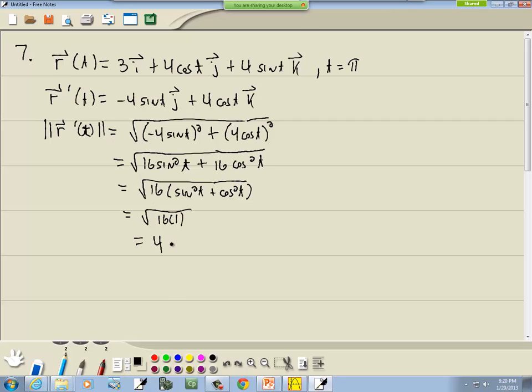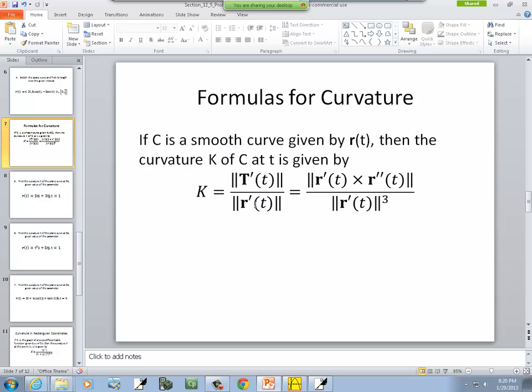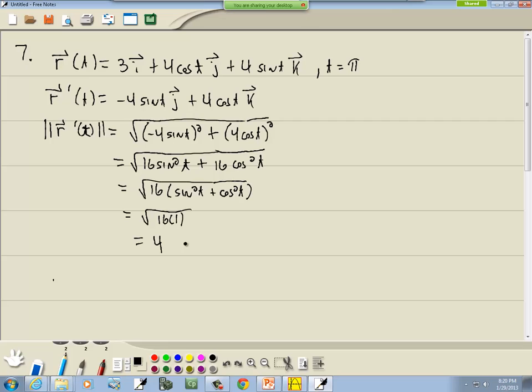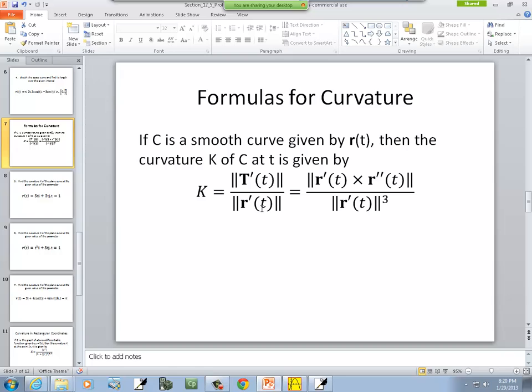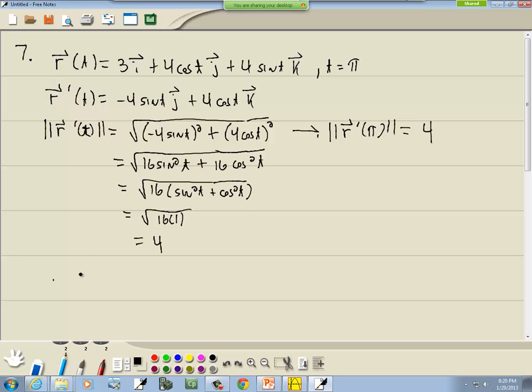Okay. Well, we need to find... actually, that's our bottom part, isn't it? We got the magnitude of r prime. Now, there is no t to plug it into, but if I were to do it, the magnitude of r prime of pi, since there is no t, is just 4. So that's going to be our bottom part of our formula. This will be 4. So let's go on to find T.